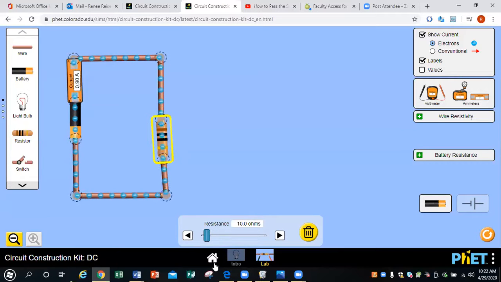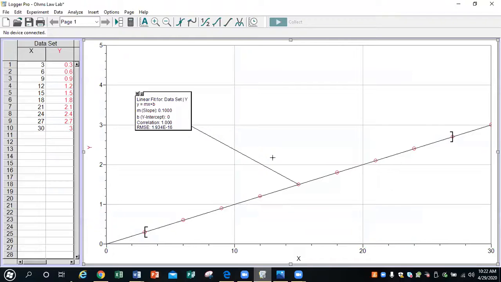Let me remind you, because I'm going to stop my screen share. Here's the data that I got. Again, I don't want you just copying this. If you redo this lab, you are not allowed to use these exact same numbers. Make your voltages different. Where did you get 30 and 27 from? I just made that up. You are in charge of the voltage.